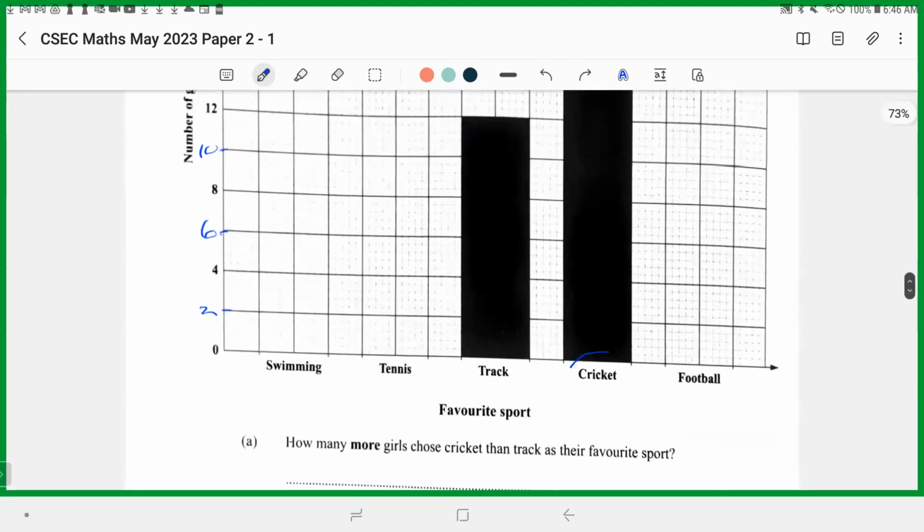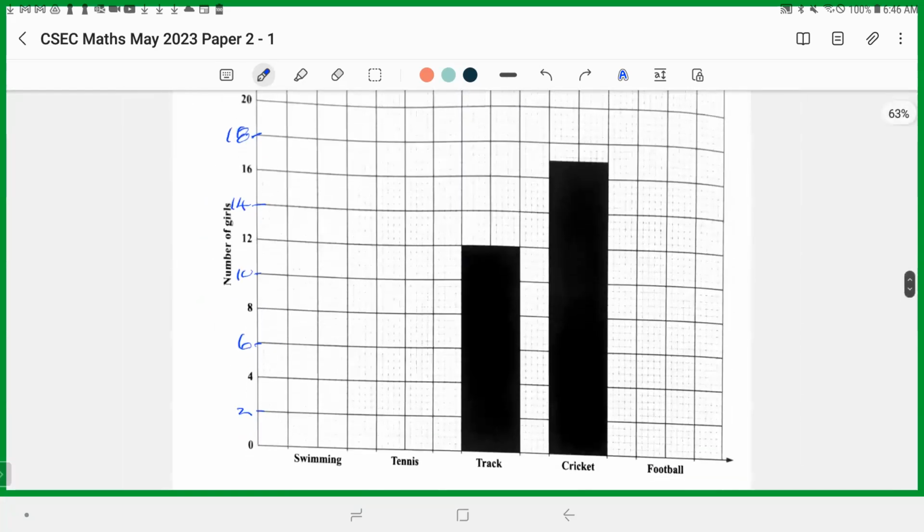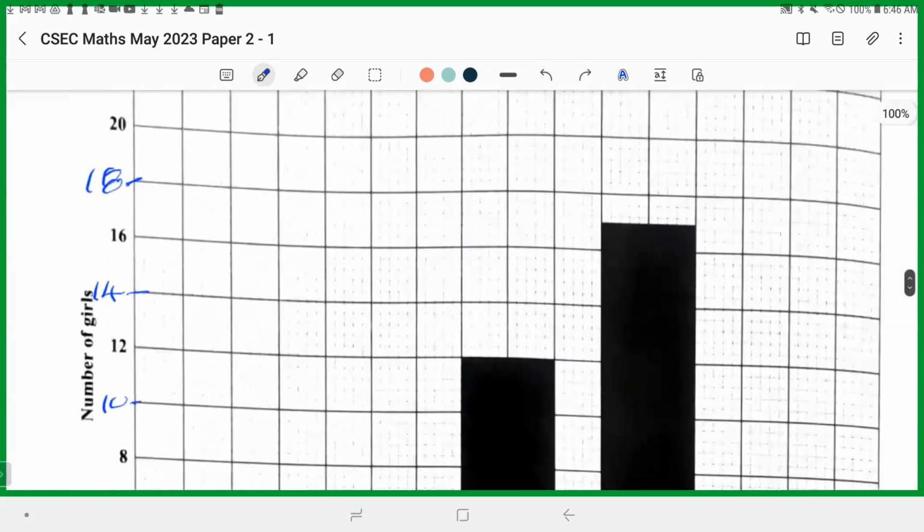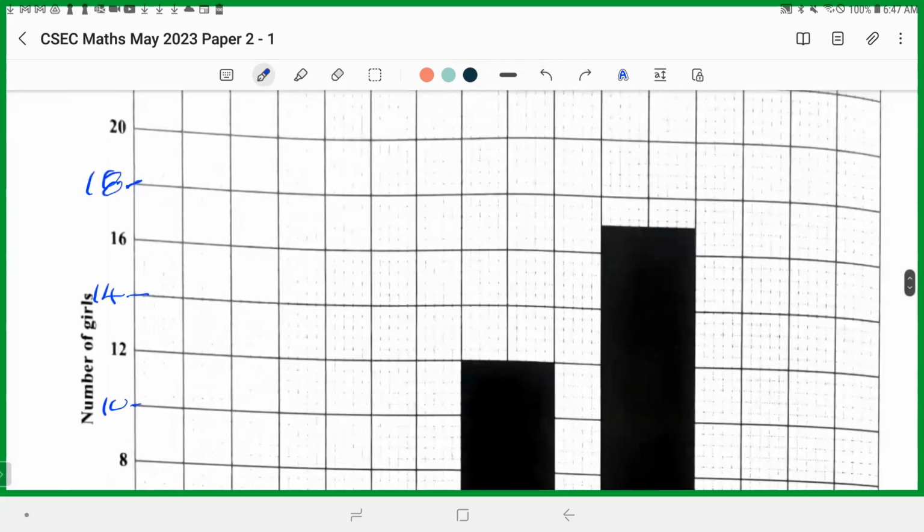So we need to know how many girls do cricket and how many do track on the graph, right? So we can write it on it. So this is cricket. Right here is 16. Right here is 18. So this must be 70. Right? So that must be 17 halfway. So I'm going to write it up here. 17. So this is 17 up here.